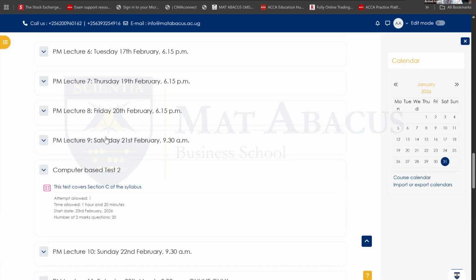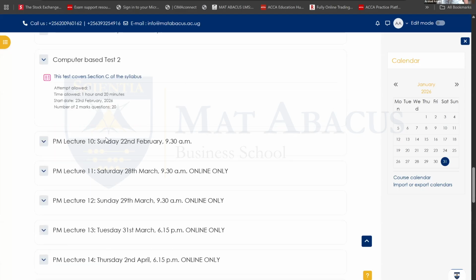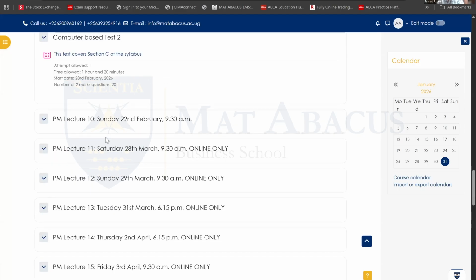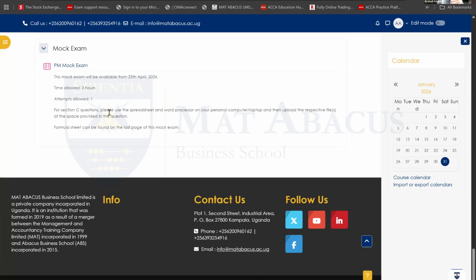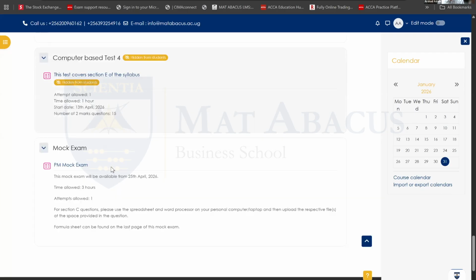As we go to test number 2, test number 3, test number 4, I will bring it closer to what you will get in the exam. And finally, when you reach the mock exam, it's exactly 3 hours. And because it's a computer-based exam, once you reach 3 hours, it closes. You cannot do anything. No, I haven't finished. Sorry, it will close.